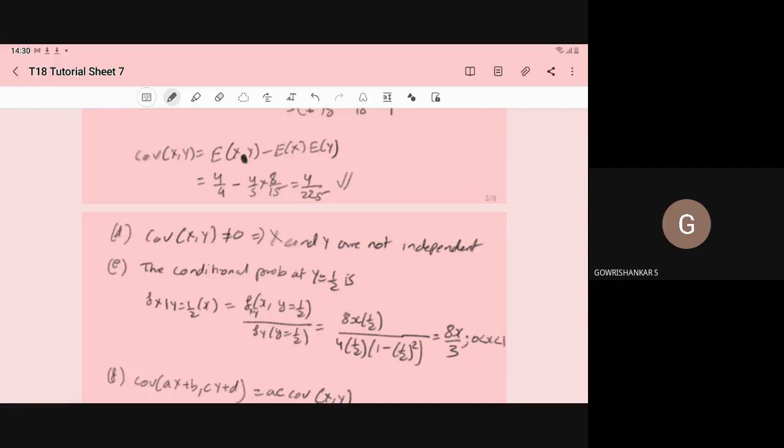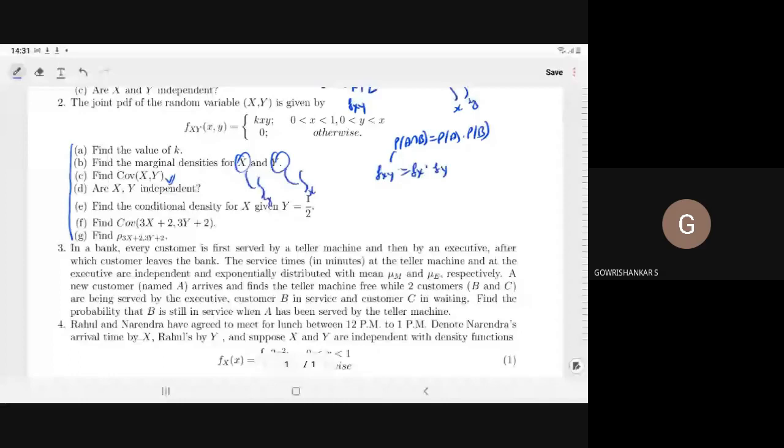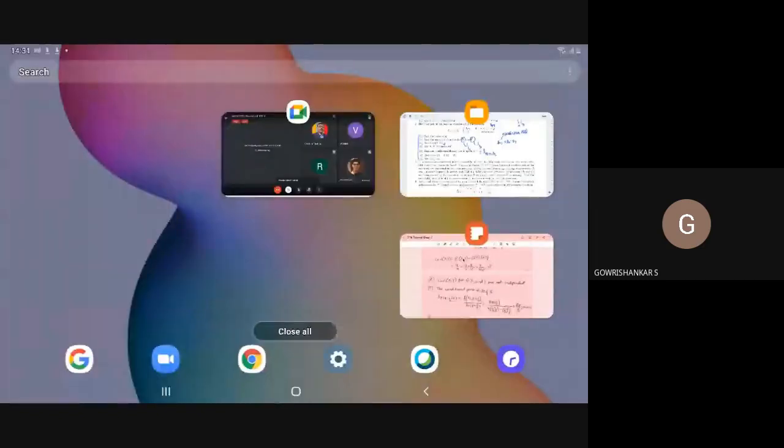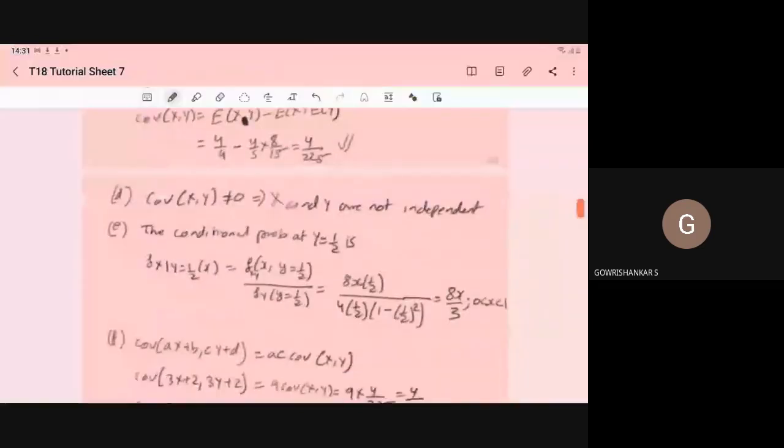Then after, in part E, given Y is equal to half, you have to find the conditional density, that is, f of X given Y is equal to half, that we have to compute. So you have the idea how to compute the conditional probability, right? Conditional probability means P of A given B is equal to P of A intersection B divided by P of B. The same thing we will do here.